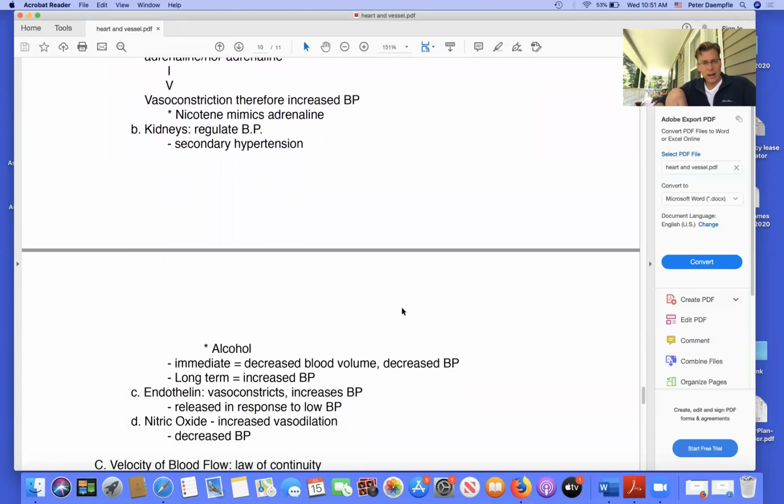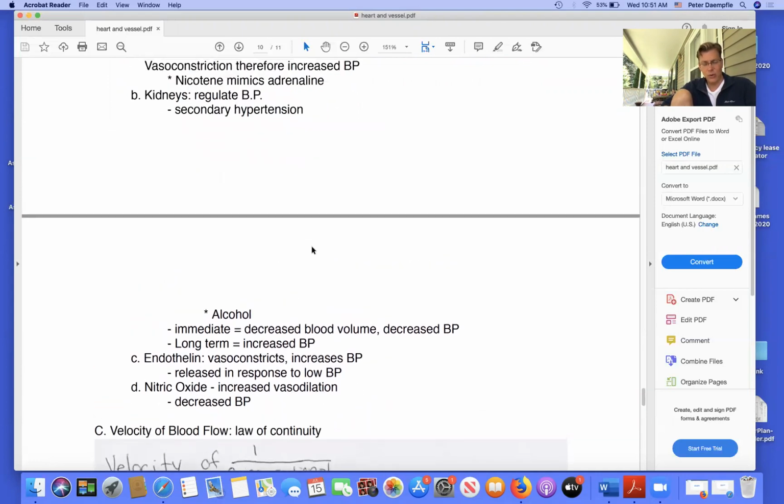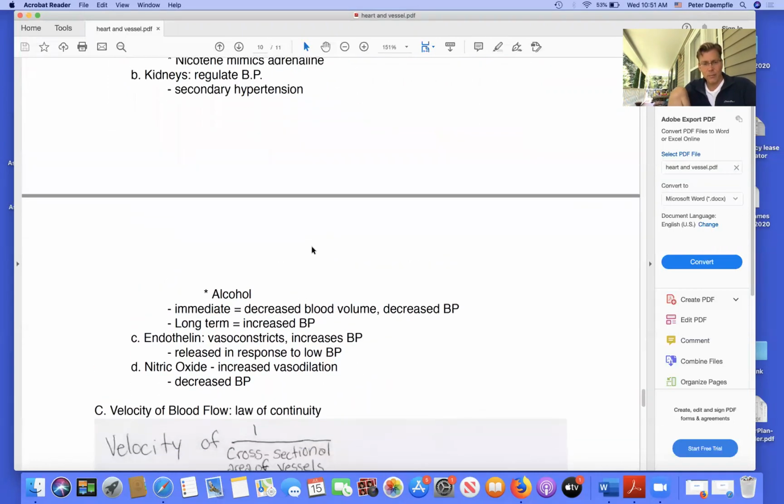Then we have something known as secondary hypertension. Only 10% of cases of hypertension are due to secondary hypertension. 90% of cases of hypertension, or high blood pressure, are unknown. Diet, exercise, genetics, but sometimes, like I said, 10% of the time we have secondary hypertension. That means something is going on with the kidney to cause the high blood pressure. The kidney regulates blood pressure by changing the blood volume. And when there's less blood volume, it decreases your blood pressure.